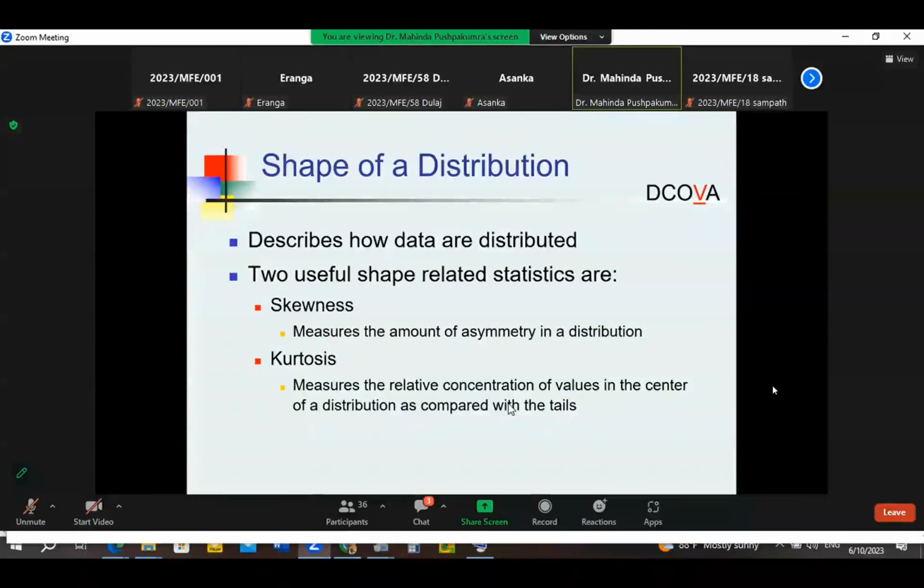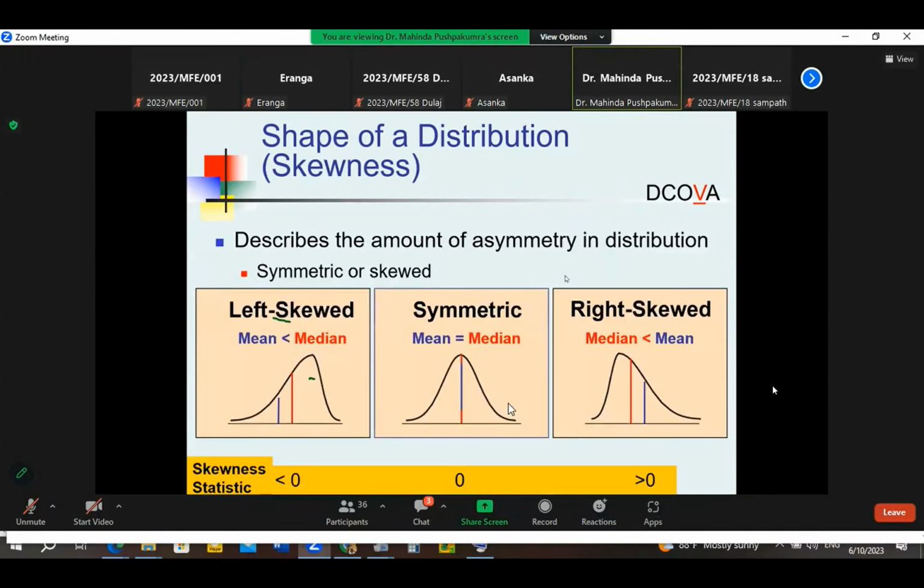I think in the last session we discussed up to this point. Then the shape of the distribution. There are two useful measures, skewness and kurtosis. Skewness describes the amount of asymmetry in the distribution. That means with skewness, you can identify whether the distribution is left skewed, symmetric, or right skewed.